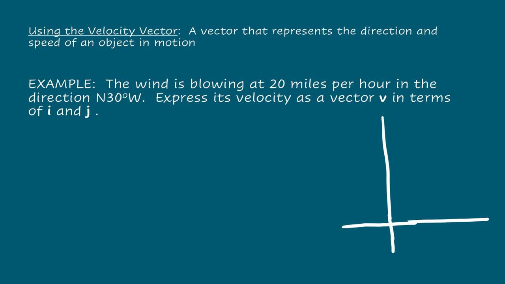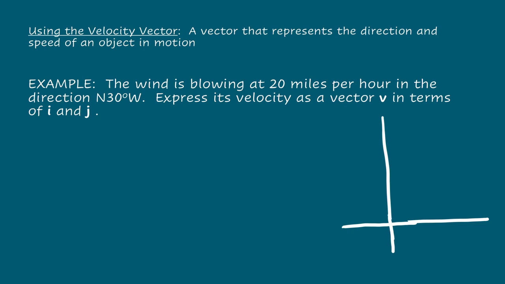So in this example, we're going to use what is called the velocity vector, which is a vector that represents the direction and the speed of an object in motion. In this case, the wind is blowing at 20 miles per hour in the direction of north 30 degrees west. We're going to express its velocity as a vector v in terms of i and j.